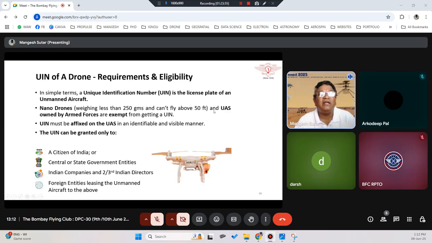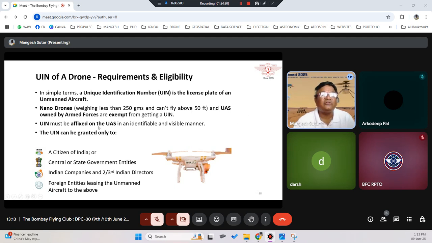Also, unmanned aircraft systems owned by the armed forces, that means the Air Force, Navy and Army, are exempted. You will see the drones flown by armed forces will not have a UIN. They don't need to be registered on the Digital Sky platform. They will have their own registration feature, or their own portal to keep track of their equipment and devices, so they are not required to follow the normal Digital Sky platform.